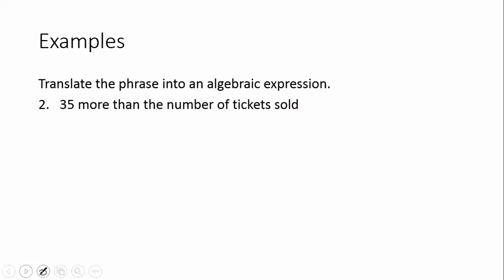Again, translating the phrase into an algebraic expression, 35 more than the number of tickets sold. Here it is written in words, and we're trying to translate it into an algebraic expression. So we need to find our unknown. 35 more than the number of tickets sold. Well, we don't know how many tickets were sold, so that's our unknown. I'm going to call it T for tickets.